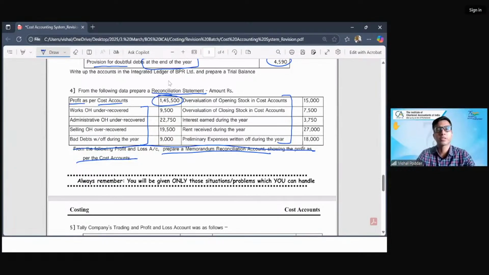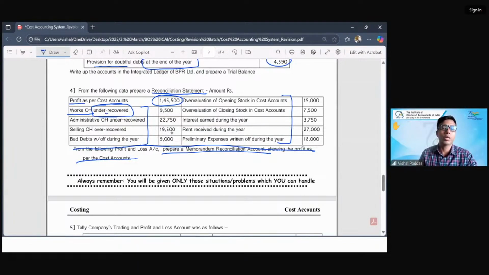Now, see, this is the first type of sum that you may get. What is this first type of sum? In this question, the differences are given to you, identified. You have to simply do the reconciliation by deciding add or less, right? Now, first is your works overheads, which are under absorbed. Now, first understand what is the effect of this under over absorption.